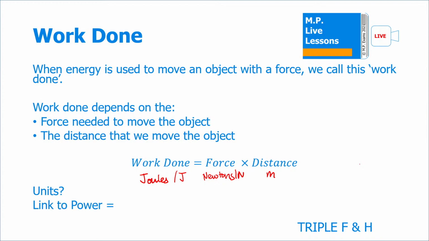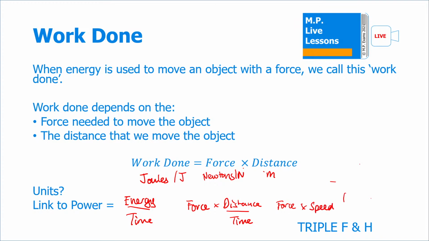Now this can link to power actually. So we know that power is energy or work done divided by time. So this means that power is also force times distance divided by time. In other words, this happens to be force times speed. Now this is actually an A-level equation that you'll use if you take physics or maths later.